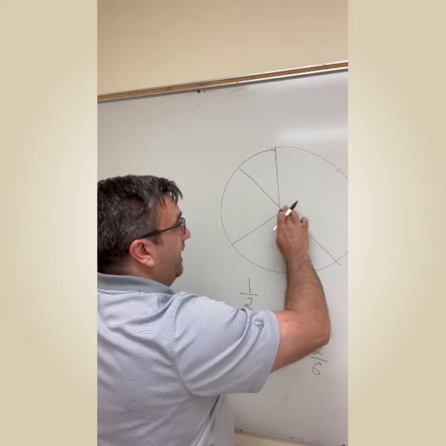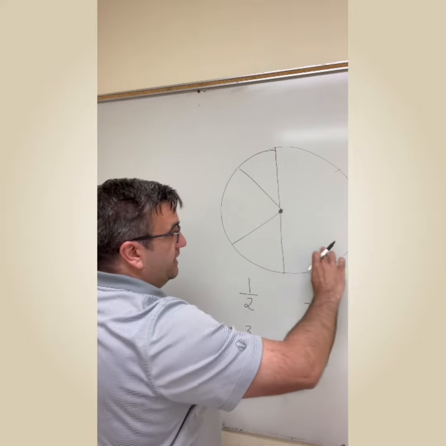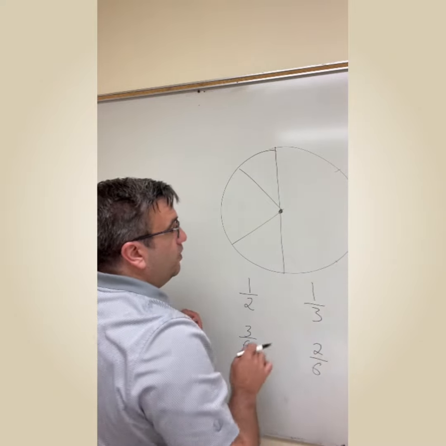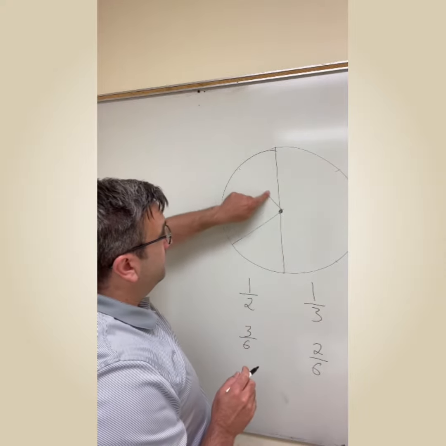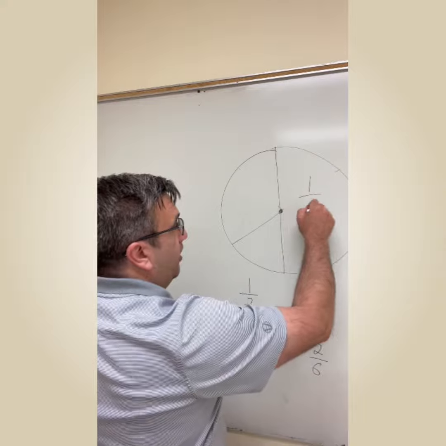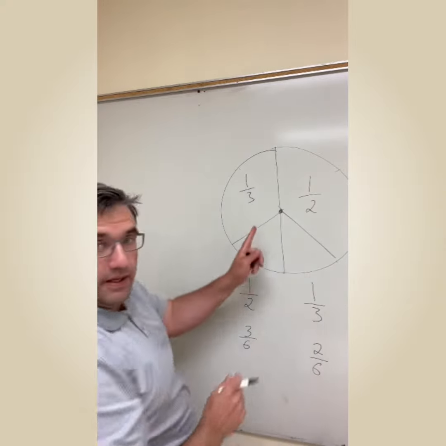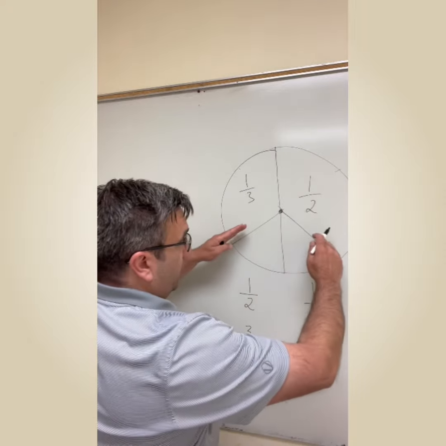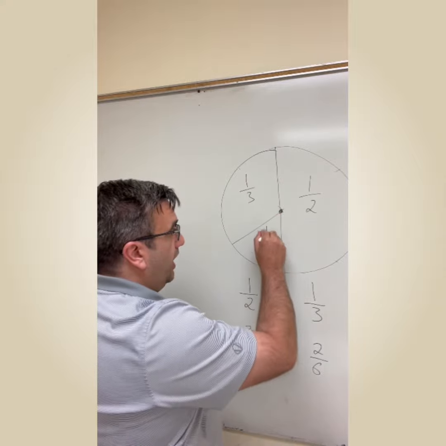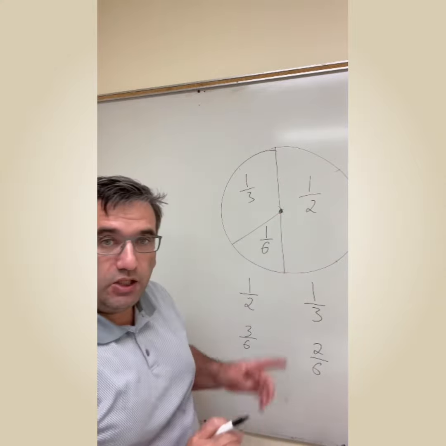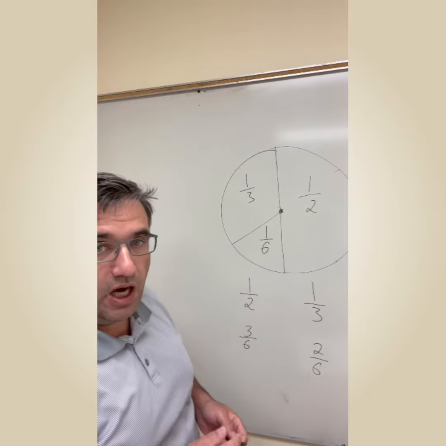And here you go, now watch, this will be half, this is 1 out of 2, this is 1 out of 3, and remember, so this section will be 1 out of 3, so half of 1 out of 3 will be 1 out of 6. So the probability that it stops on the smallest section is 1 out of 6.